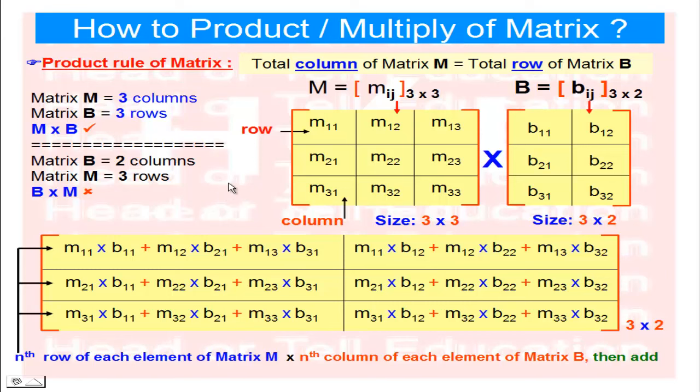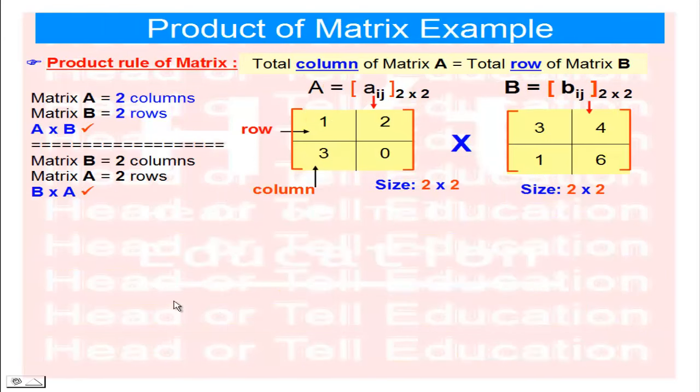Now we check a real example of a two matrix product. First, we have two matrices. Matrix A has size 2 by 2 and matrix B has size 2 by 2, so both matrices have size 2 by 2. Now check the rule: how many columns in matrix A and how many rows in matrix B? Matrix A has 2 columns and matrix B has 2 rows. So A is multiplied by B, and we can multiply both matrices easily.